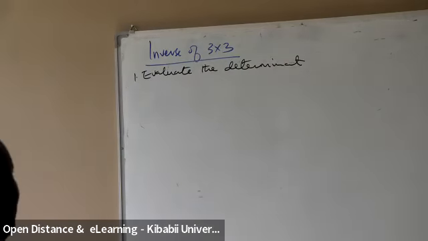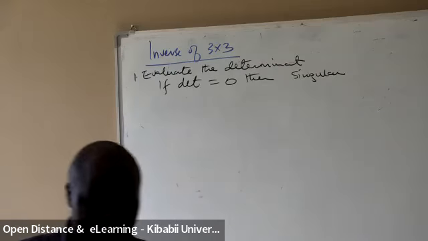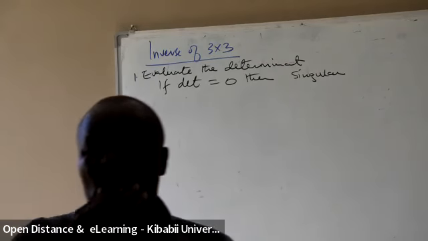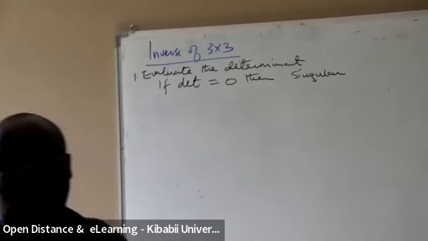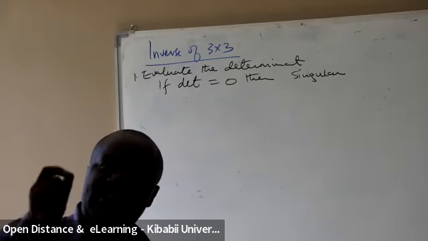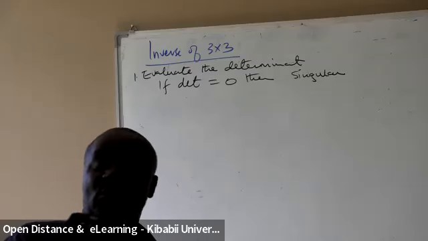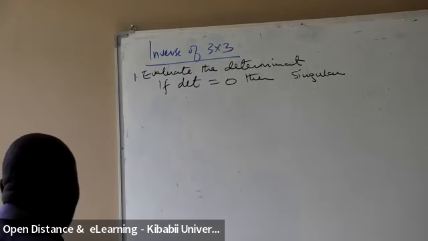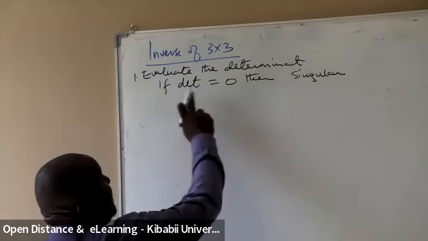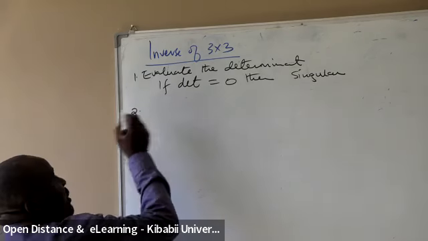So if the determinant is 0, then the matrix is referred to as a singular matrix, and therefore it has no inverse, as we saw under 2 by 2 matrices. So the first step, always find the determinant. If the determinant is 0, then that matrix has no inverse. You don't proceed. Then step 2, if the determinant is not equal to 0, then you proceed to number 2.